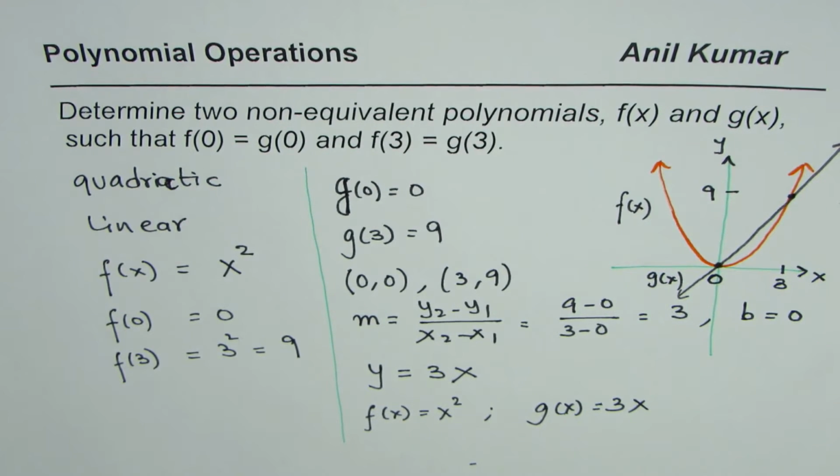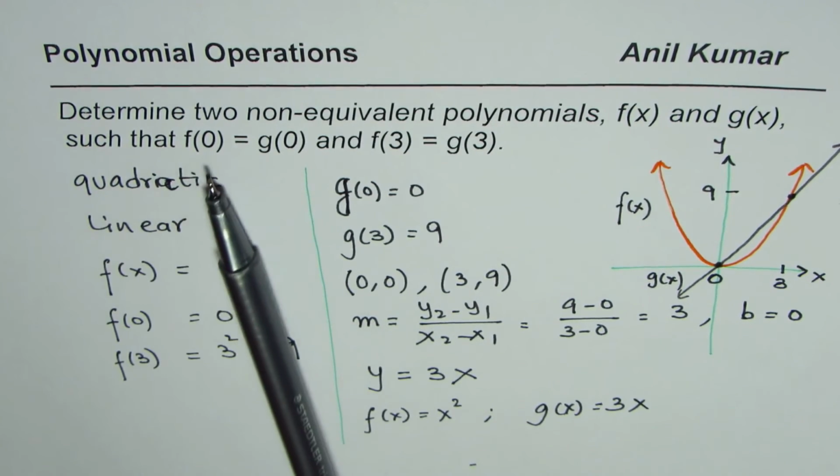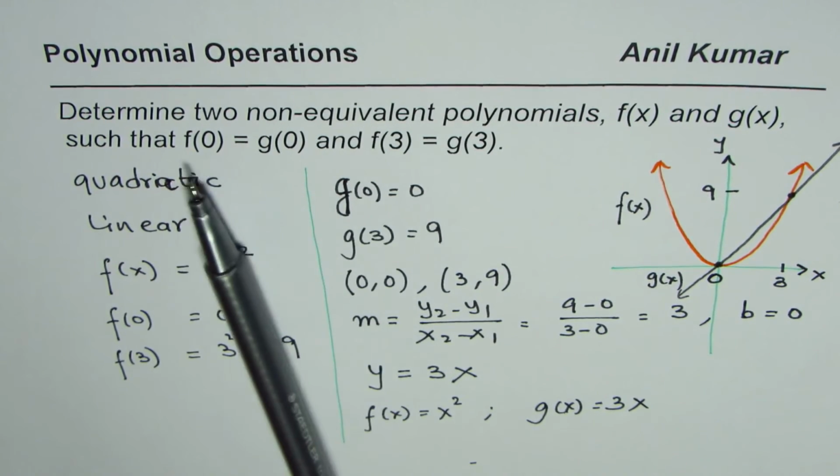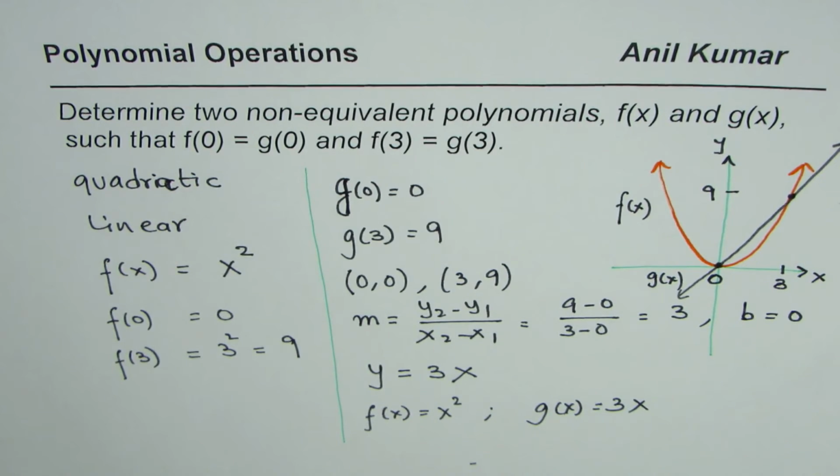You could get other equations, but the idea is that when you sketch them, there should be 2 points of intersection, and these should be at x equals 0 and at x equals 3. At least 2 points of intersection. That is what we're trying to say for these two polynomials to meet the conditions.